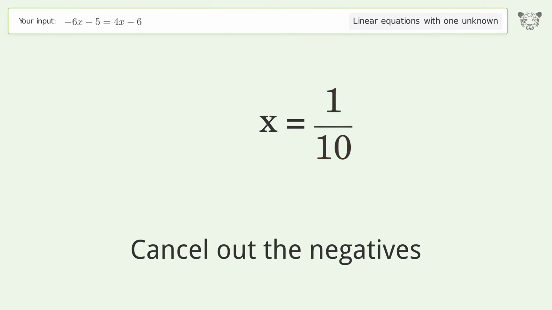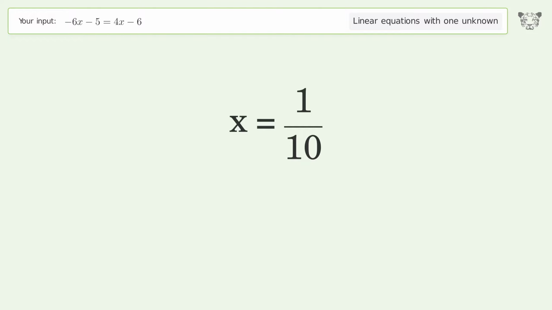And so the final result is x equals 1 over 10.